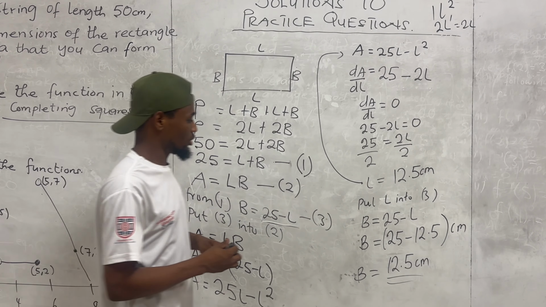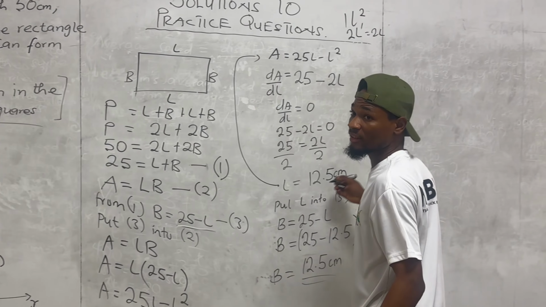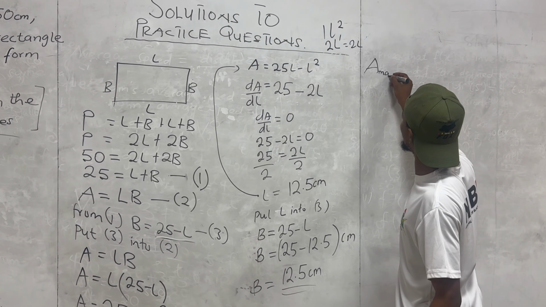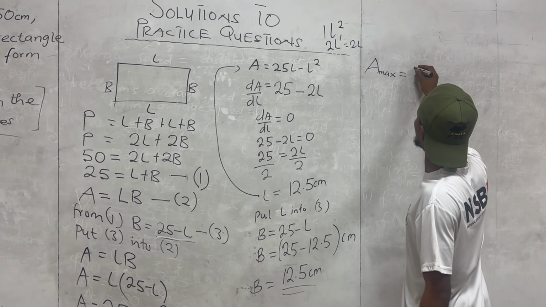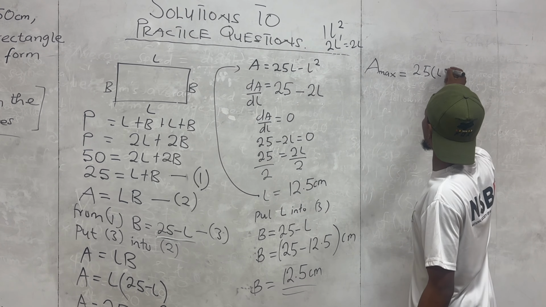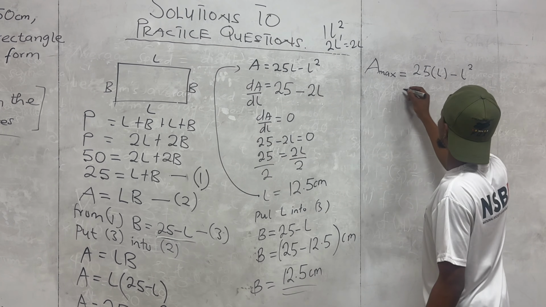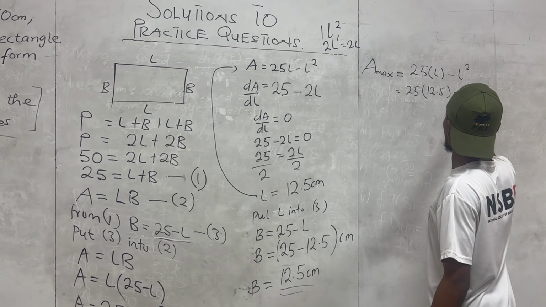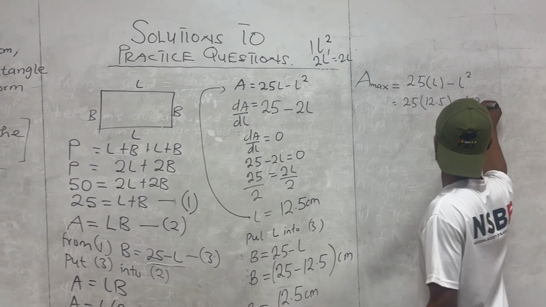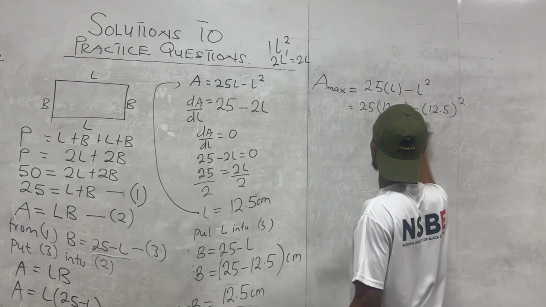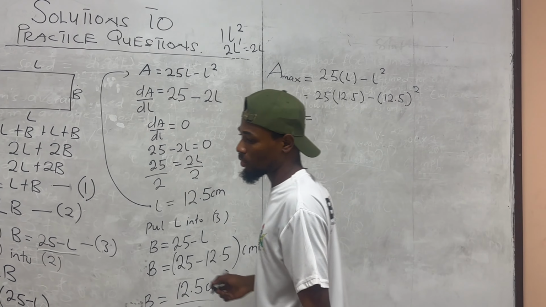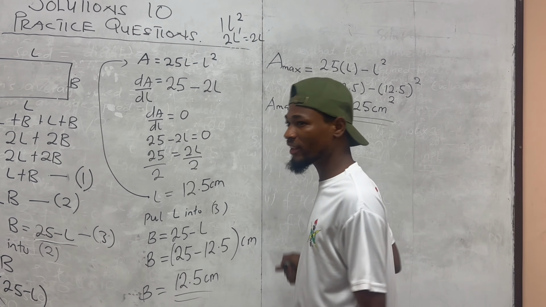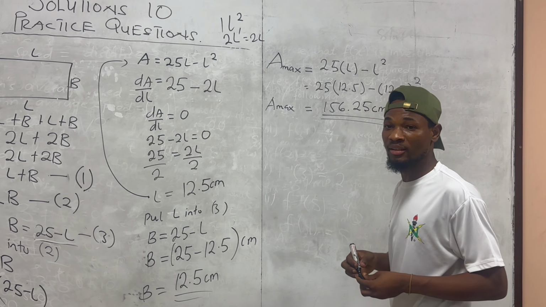So by substitution, if I want to get the maximum area, let me call this A max. So this will be my maximum area: I have 25 multiplying L minus L squared. So I have 25 times 12.5 minus 12.5 all squared. By the help of the calculator, my maximum area is 156.25 centimeter squared.